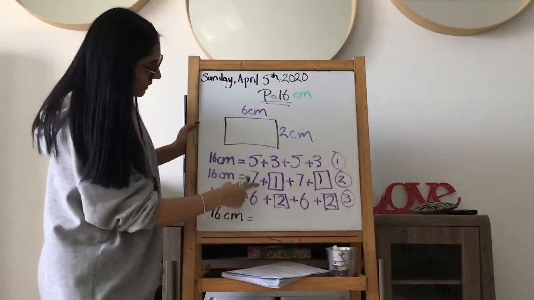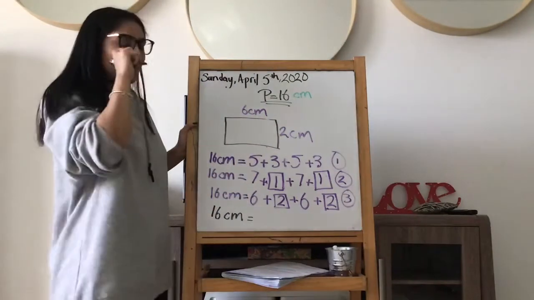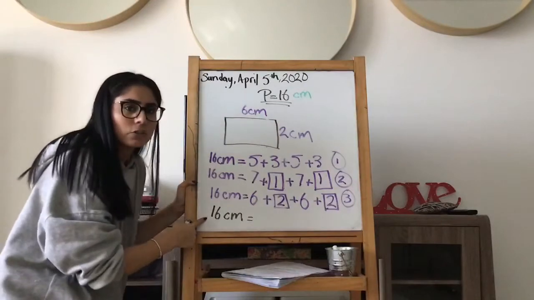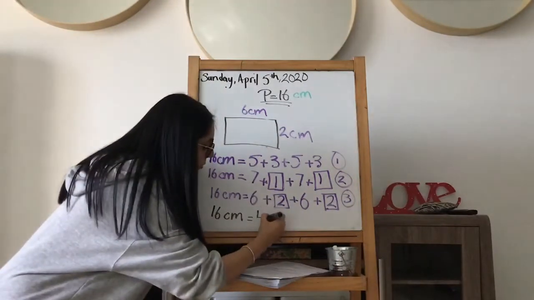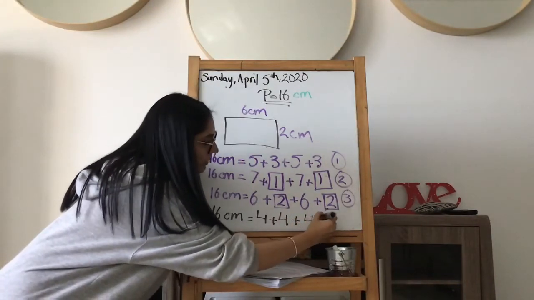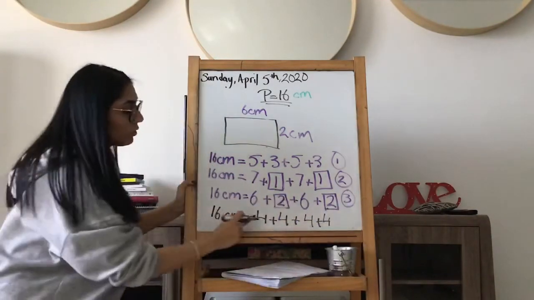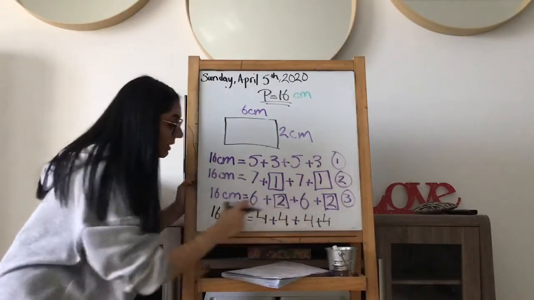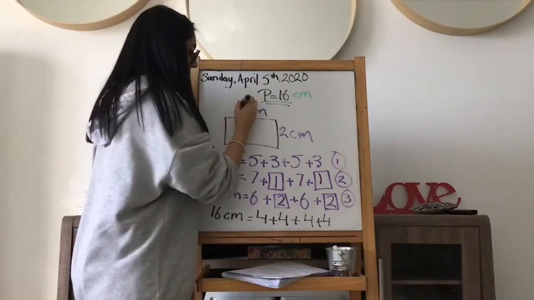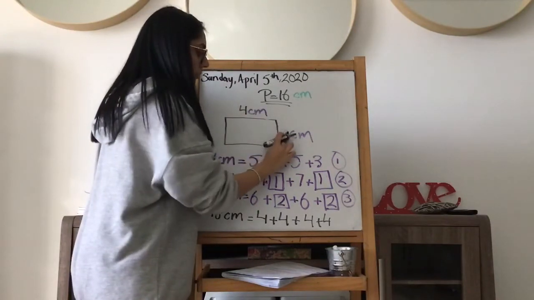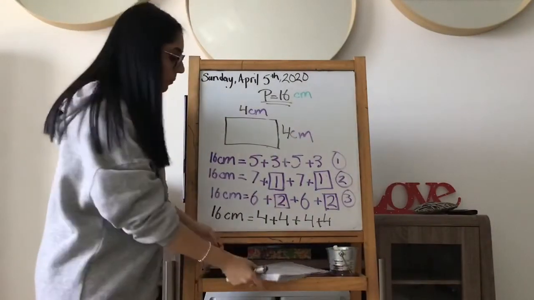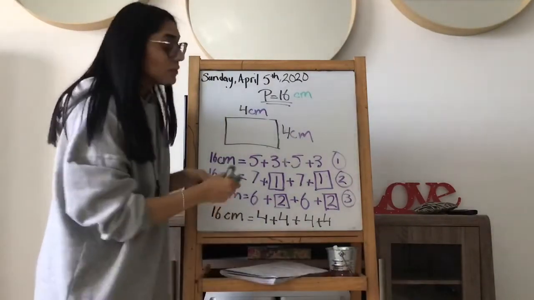So I did 5, I did 6, I did 7. What if I said, well, Miss Mavish, you said it has to equal 16 centimeters, correct? What if I put 4 plus 4 plus 4 plus 4? Because, Miss Mavish, 4 plus 4 plus 4 plus 4 is 16 centimeters. So I could say 4 plus 4. But why would Miss Mavish say, nope, that unfortunately is not correct?